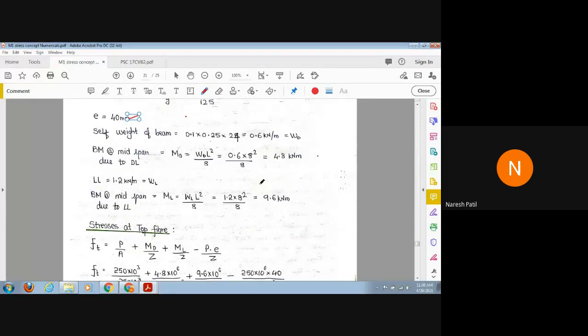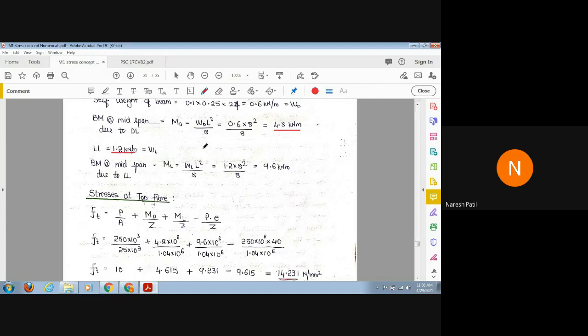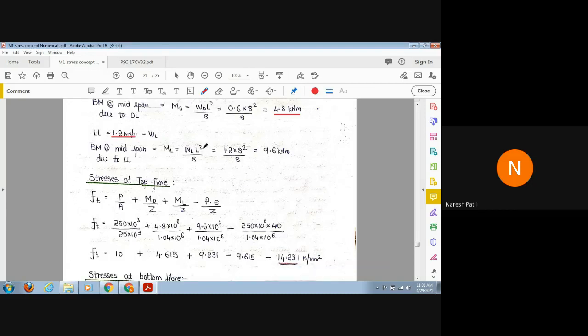So again, by given data, self weight of the section is width into depth into density. So with respect to that, the bending moment is equal to wl square by 8. So we got the bending moment MD as 4.8 kilonewton meter. Then also live load is given here 1.2 kilonewton per meter. So calculate the bending moment at mid span. Because they have asked to calculate the stresses at mid span, center of the span. So again, wl square by 8. So we get 9.6 kilonewton meter.